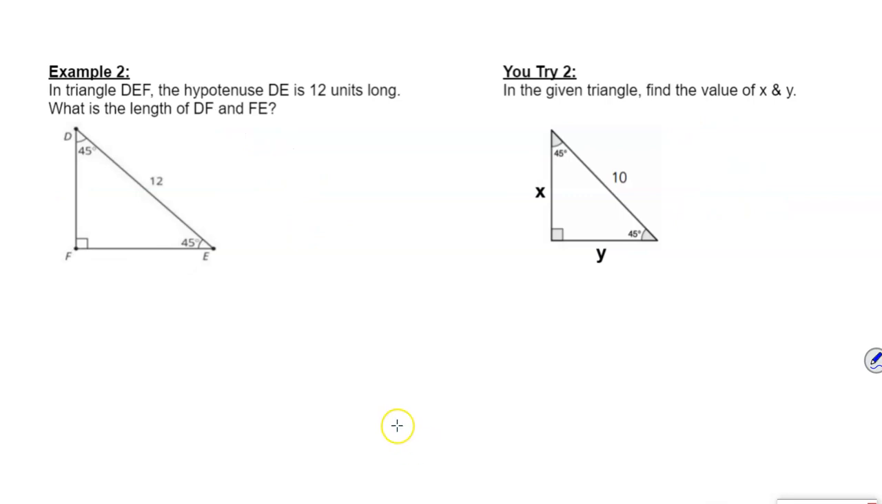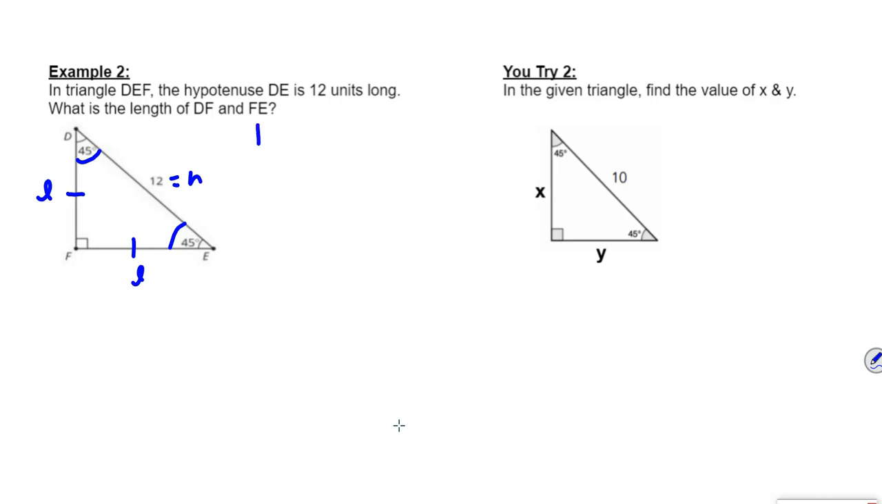All right, in triangle DEF, the hypotenuse is 12 units long. What is the length of DF and FE? Okay, so again, because this is a 45, 45, 90, we know the angles are congruent, so the sides that are opposite those angles are congruent. This is going to be equal to our H. These are our L's, okay?